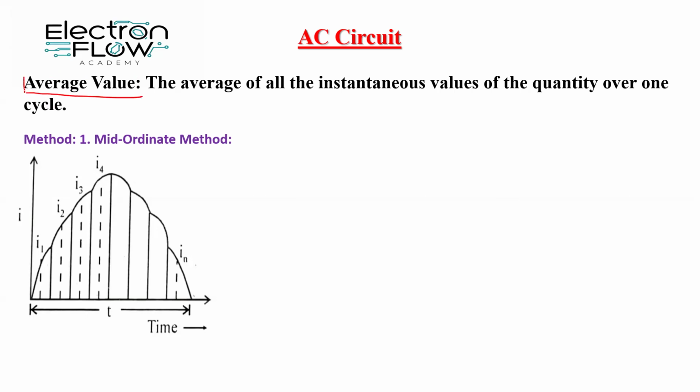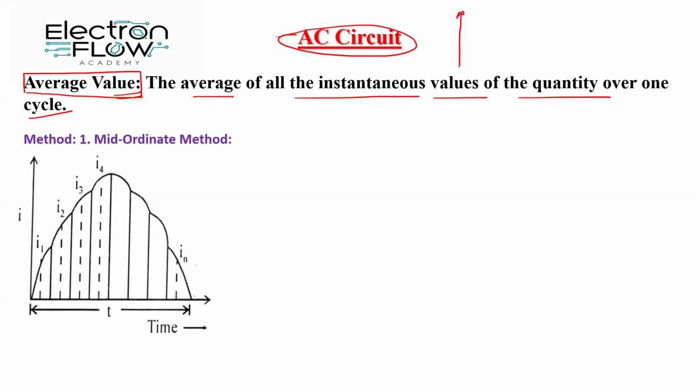Today's topic is average value. Average value is a very important topic of AC circuits. The meaning of the average value in an AC circuit is the average of all the instantaneous values of the quantity over one cycle. The topic is related to the alternating current waveform.